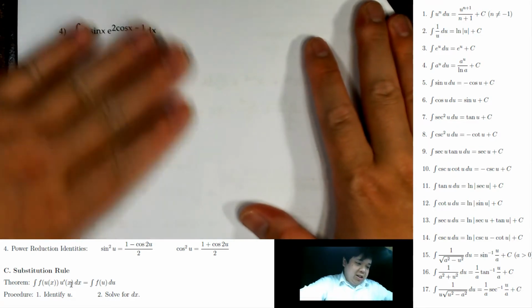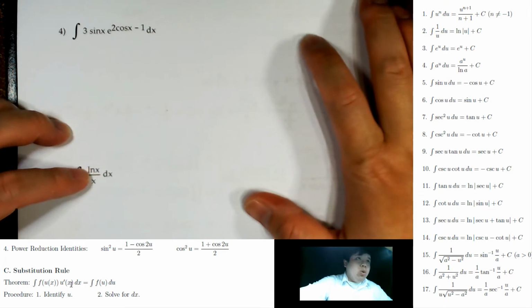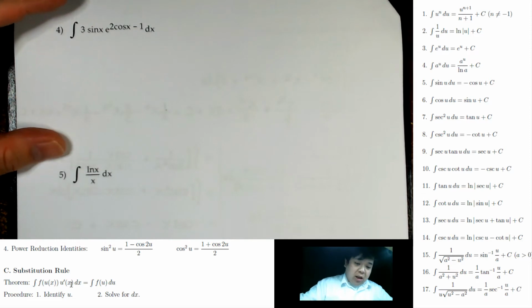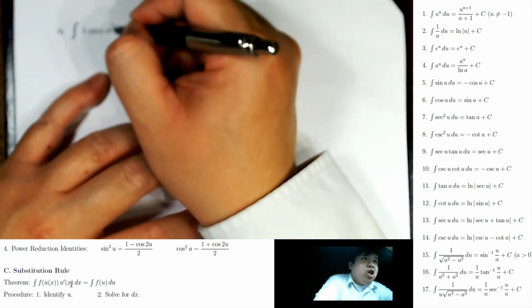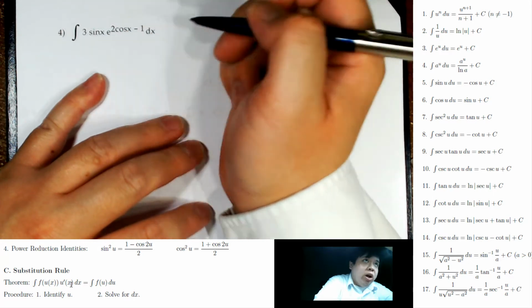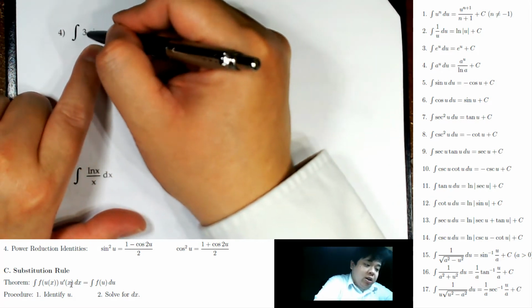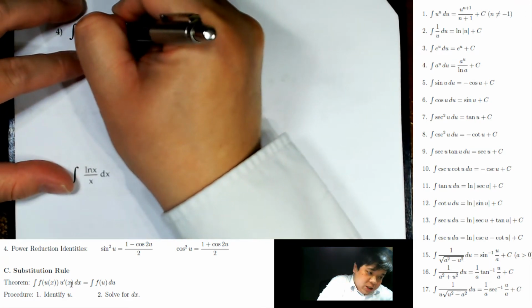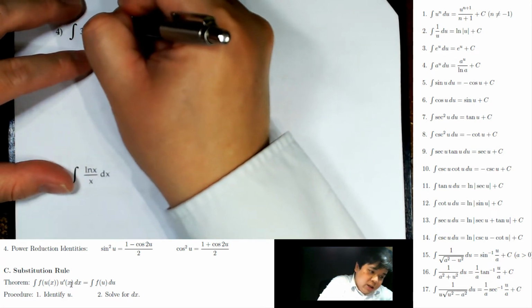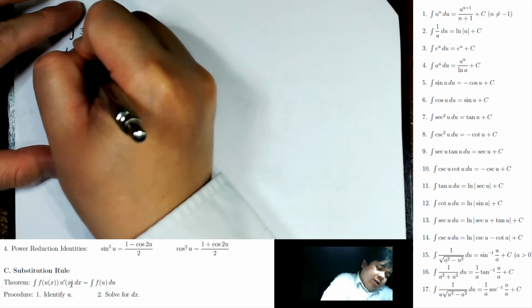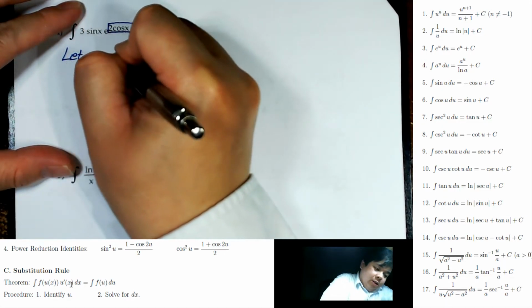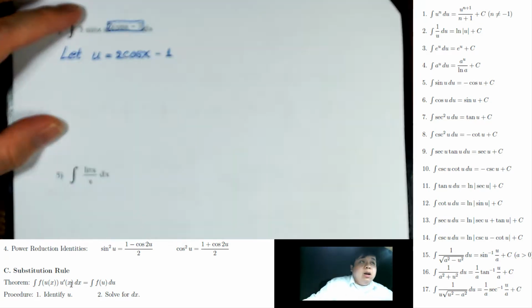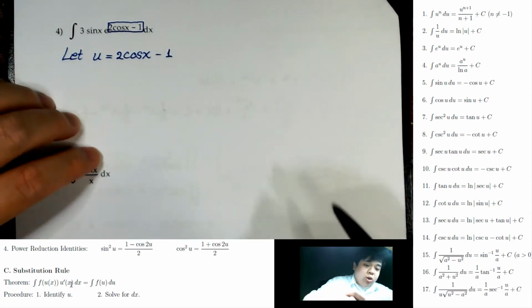Right. So this is also substitution. The reason we say that this is a substitution is because if we let something equal u, like the exponent here, the derivative of that will be here to cancel. So again, we need to know what u is, which is the exponent. And then we'll take the derivative to solve for dx.